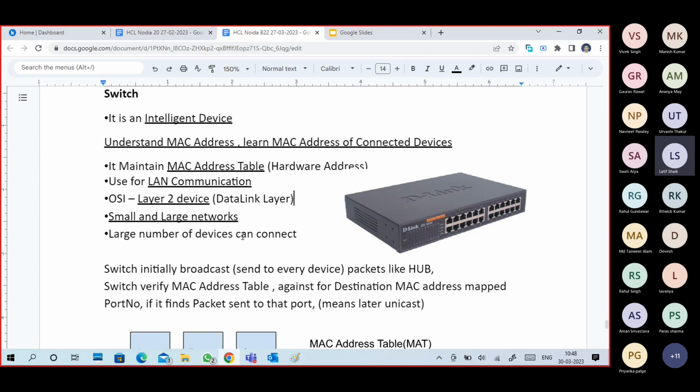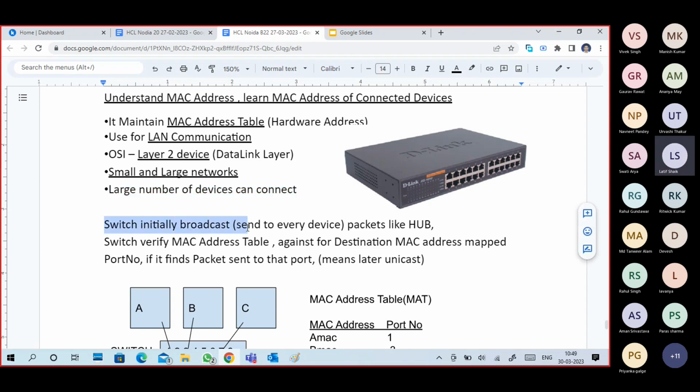Okay, 7 layers. Layer 1 is the physical layer; an example device is a hub. Layer 2 is the data link layer, and the hardware device example for the data link layer is a switch. Layer 3 is the network layer, and the network layer hardware device example is a router. That's why we say layer 1, layer 2, layer 3 devices. So a layer 2 device means it comes under the data link layer. We can use a switch for large and small networks, so a large number of devices can be connected.